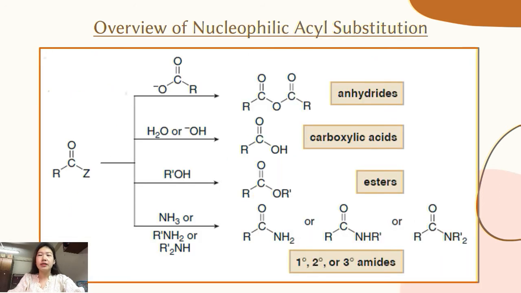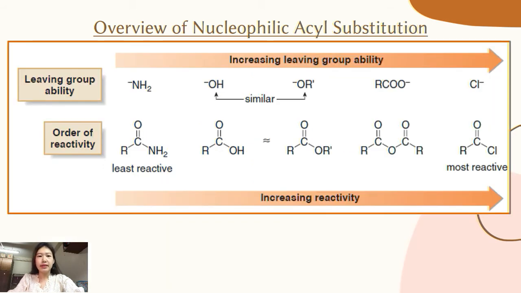Overview of reactions. By using different nucleophiles, the respective carboxylic acid derivatives can be formed. The better the leaving group ability, the higher the reactivity. Amines are the strongest base, so they are the weakest leaving group. Hence, the amides are the least reactive and most stable compounds.